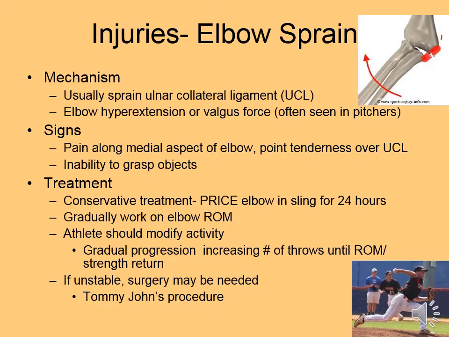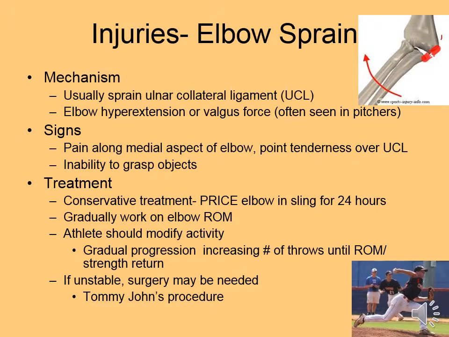Treatment here, conservative treatment, would be putting the elbow in a sling for at least 24 hours and doing PRICE, and then gradually working on pain-free elbow range of motion, and working the way back up into strength, usually starting with grip strength. That's not usually painful, it's just weak. So we'll start with grip strength, and then we can start to do some elbow flexion and extension, and then working our way into supination and pronation and ulnar and radial deviation.